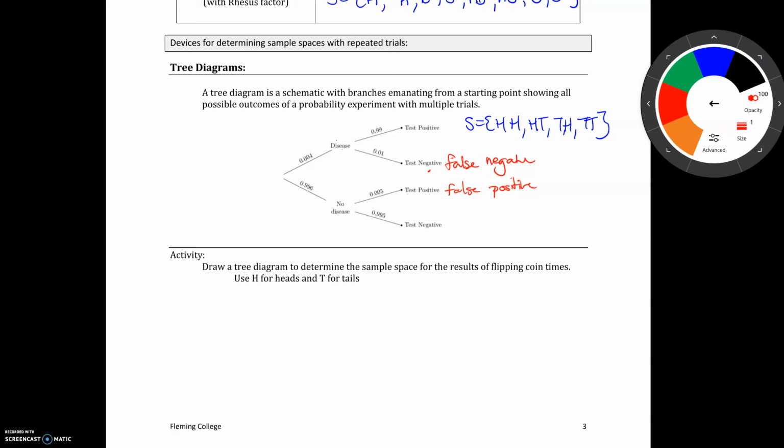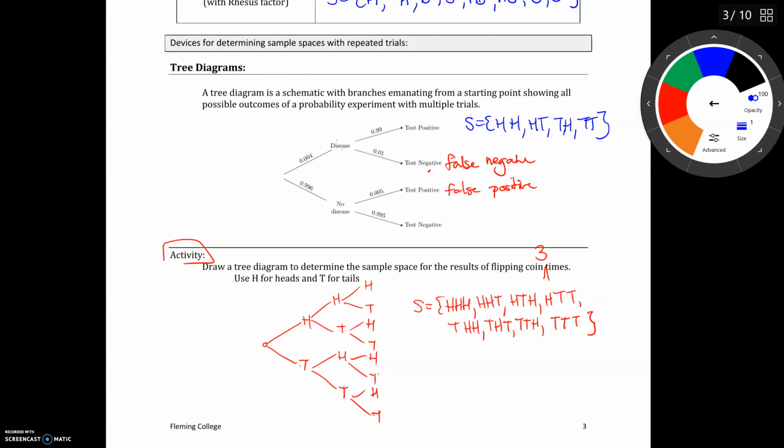So the last activity for this particular video, and then I'll start the next video, is to pause the video and draw a tree diagram to determine the sample space for the result of flipping a coin 3 times. So we've talked about flipping a coin once, flipping a coin twice. What are all the different possible outcomes of flipping a coin 3 times? Use H for heads and T for tails.